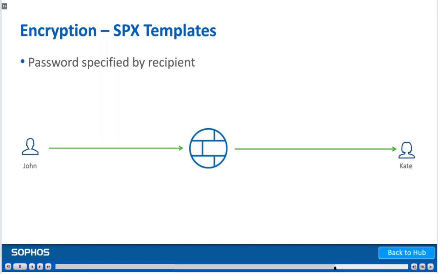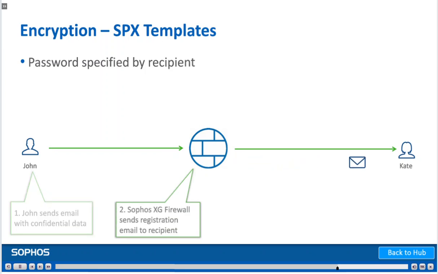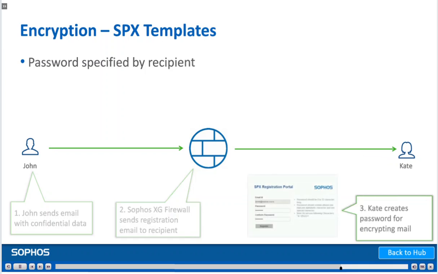Finally, let's walk through the process when the recipient creates their own password. 1. John sends a confidential email that will match a scanning rule on the firewall which has an SPX template selected. 2. The firewall receives the email and checks to see if Kate has a password for encrypting the email. If there is no password for Kate, the firewall sends her an email with a link to the self-registration portal and asks her to set a password.